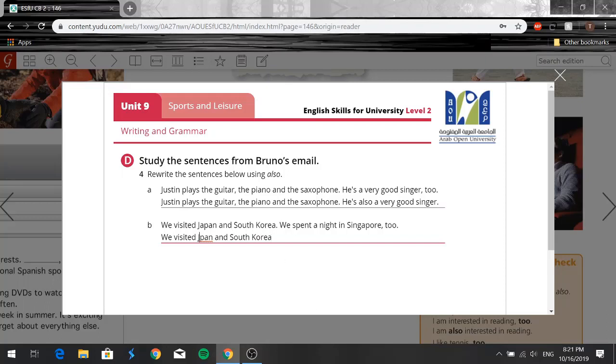Let me add an A here. Japan and South Korea. We also spent a night in, let me write that in capital, Singapore. That's about it, yeah. So we visited Japan and South Korea. We also spent a night in Singapore. So used also instead of too. Okay? So one more time, Justin plays the guitar, the piano, and the saxophone. He's also a very good singer. B, we visited Japan and South Korea. We also spent a night in Singapore.